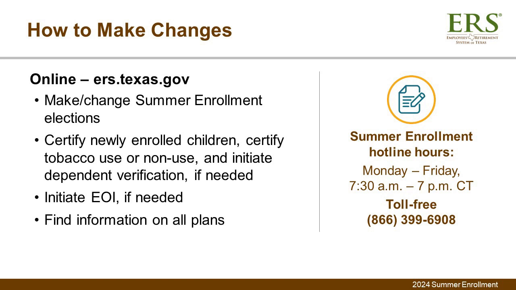If you don't have access to your online account, please contact your agency's benefits coordinator to make changes on your behalf. If you don't have a benefits coordinator, call ERS toll-free at 866-399-6908. Summer enrollment is a busy time, so we extend our hours to Monday through Friday, 7:30 a.m. to 7 p.m. Central Time.